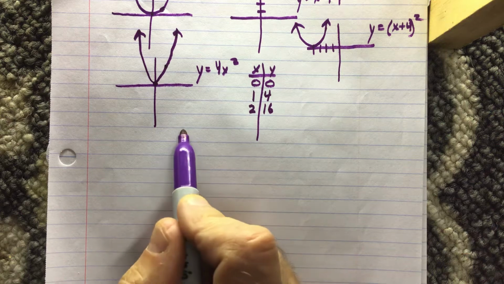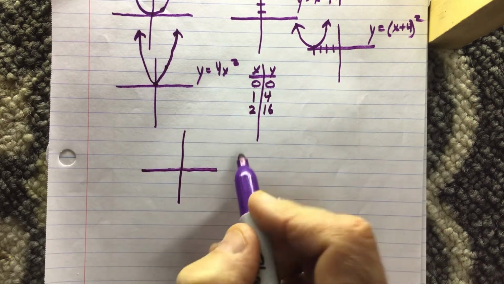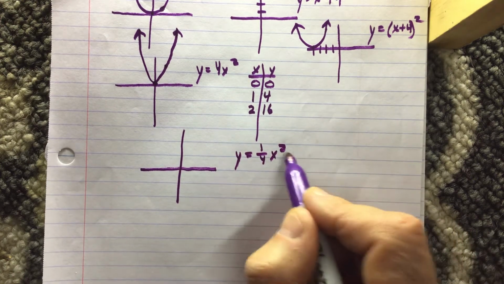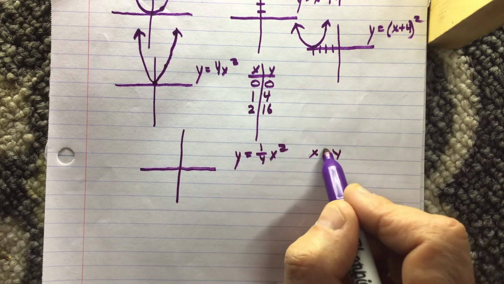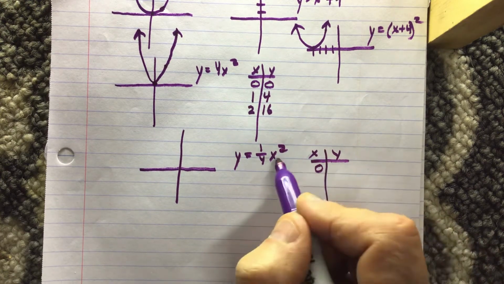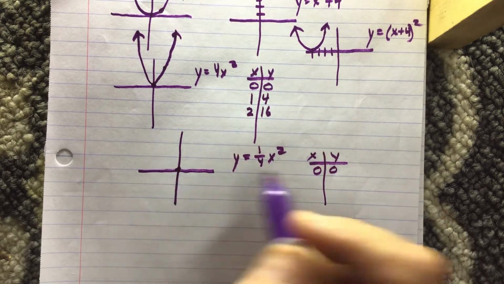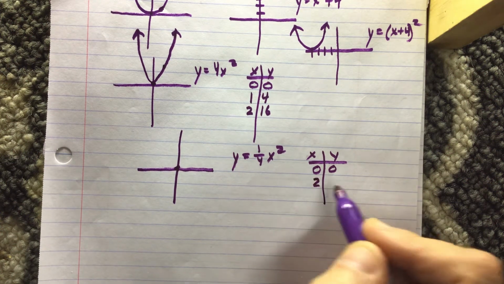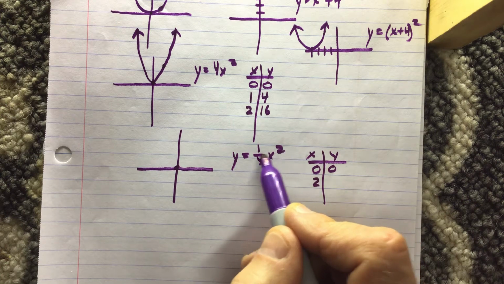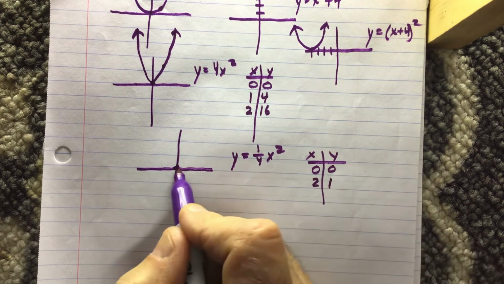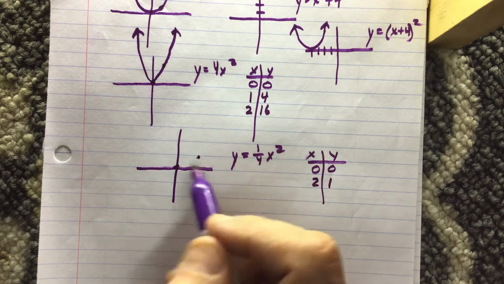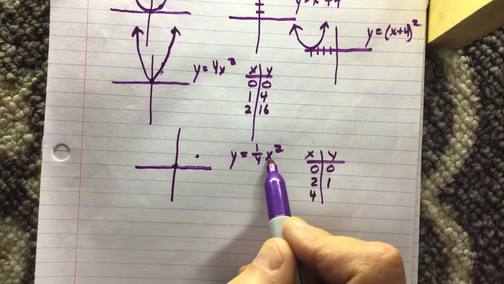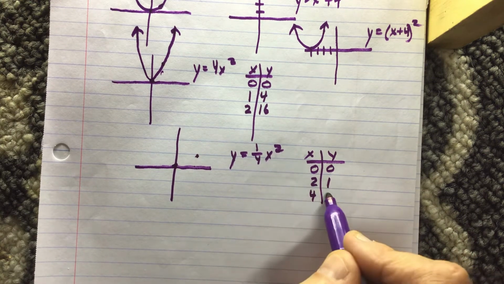I just want to show you what happens if the coefficient had been a fraction, like y equals 1/4 x squared. So when you plug in x's and y's, when you plug in 0, you still get 0. Let's say I plug in 2 here. 2 squared is 4. 1/4 of 4 is 1. So now you're going over 2, up 1, as opposed to over 1, up 1. And when you plug in 4, 4 squared is 16, and you take 1/4 of 16, you get 4.